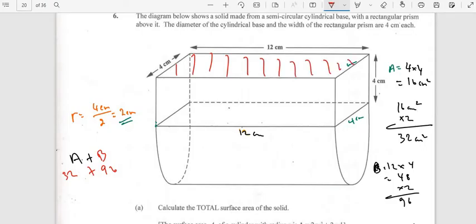Again, this is a rectangle, correct? This length is 12 and this length is 4. So for C, the area is 12 times 4 as well, and 12 times 4 is 48. Do we need to double? The top is 48 square centimeters.